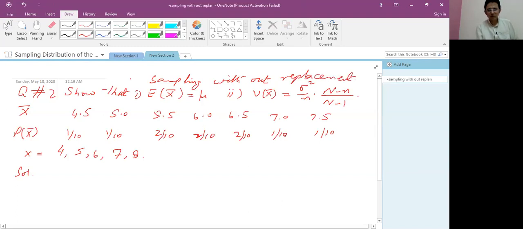And we will use this data and prove them. In the first part, the expected value of x bar is equal to mu. So how can we find it? First, we determine the expected value of x bar, which is equal to summation x bar into p of x bar.